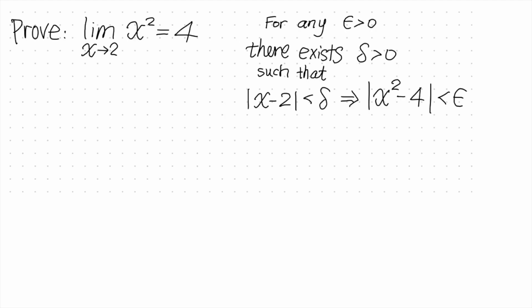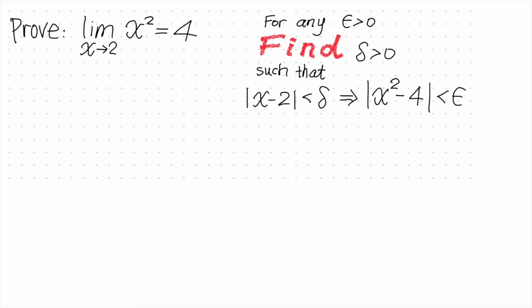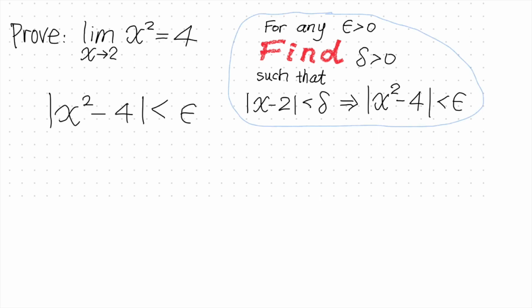Well, the precise definition of this is for any epsilon greater than 0, there exists delta greater than 0 such that the absolute value of x minus 2 less than delta implies absolute value of x squared minus 4 is less than epsilon. The thing we are really proving is the existence of delta. Or in other words, for any epsilon greater than 0, find the delta that satisfies the following condition. In order to find delta, let's start with absolute value of x squared minus 4 less than epsilon.